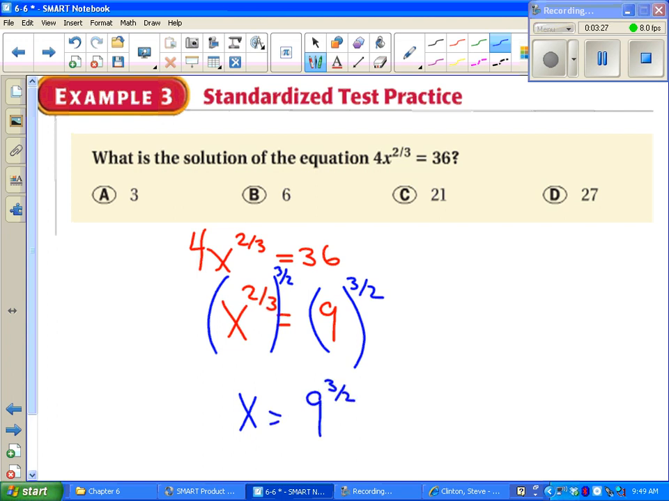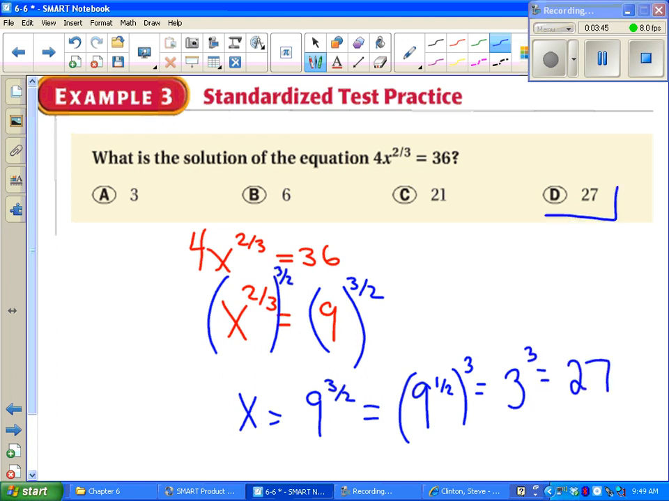Of course, 9 to the 3/2 is not simplified, so we go through some old steps to simplify that. If you don't recall, I'll walk you through them. First, we write that as 9 to the 1/2 cubed. We know what 9 to the 1/2 is. That means the square root of 9, which is 3, to the 3rd, is 27. Done.